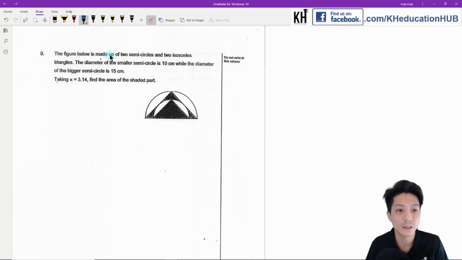Okay, question 9. The figure below is made out of 2 semicircles and 2 isosceles triangles. So 2 semicircles, 1, 2, and 2 isosceles triangles. The diameter of the smaller semicircle is 10 cm, while the diameter of the bigger semicircle is 15. So if this is 10, this would be 5.